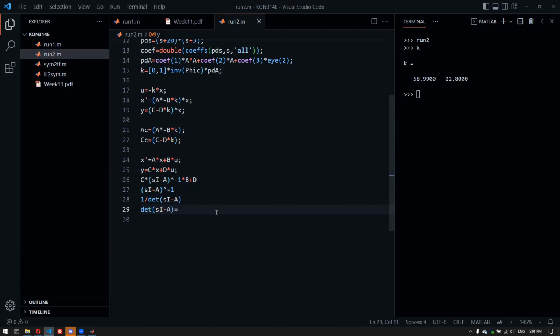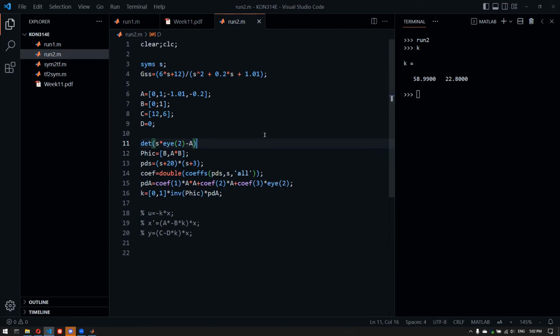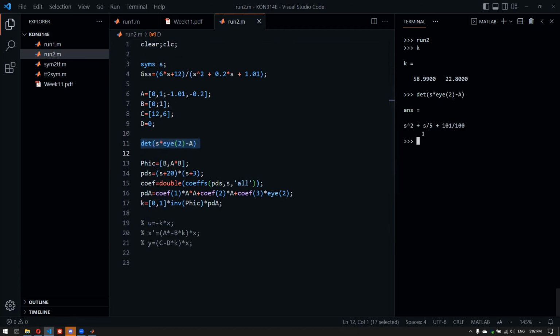So let's actually do this for once. Let me just get rid of this. Let me comment this out. So I'm just going to look at the determinant of s times the identity matrix minus A. And it should resemble something where the transfer function looks like this. You can see the determinant sI minus A gives us s squared plus s divided by 5 plus 101 divided by 100. So this is basically the characteristic polynomial.